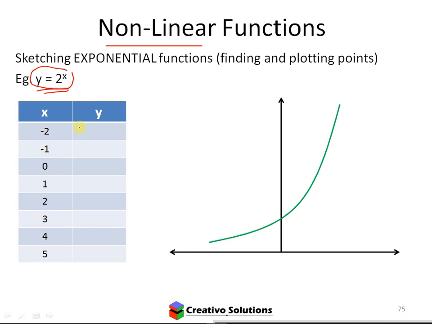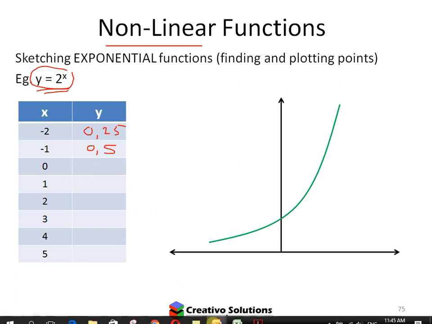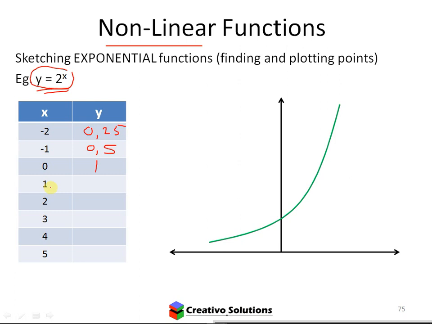Work it out on the calculator. 0.25. It's a quarter. 2 to the power minus 2. Okay. 2 to the power minus 1. It's a half. 2 to the power 0. Anything to the power 0 is what? 1. Yes. 2 to the 1, 2.